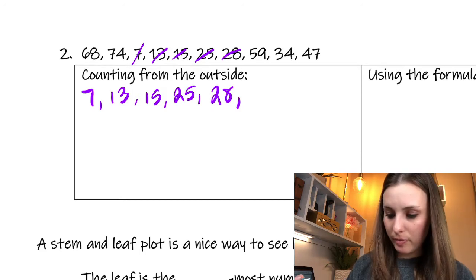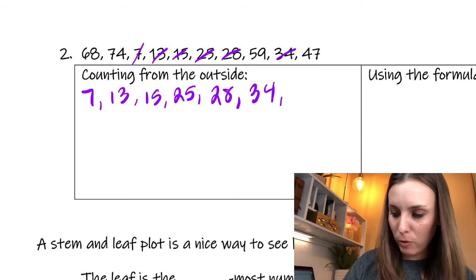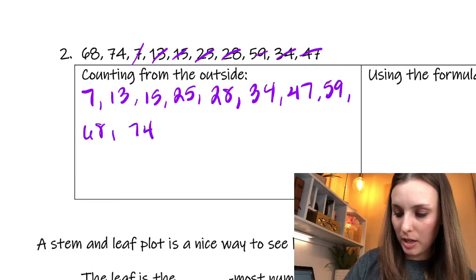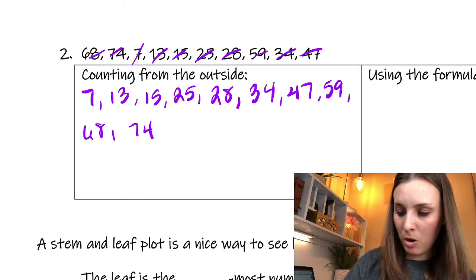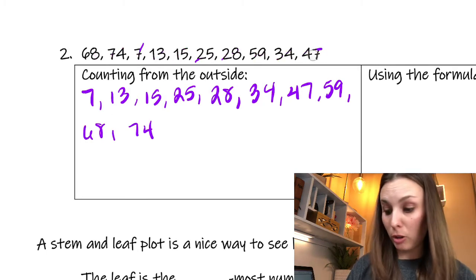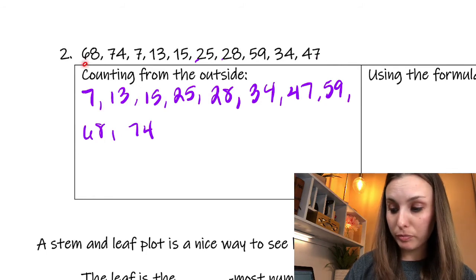But I'm left on my own for these videos. I think 34 is the next one. 47. 59. We're running out of room a little bit. 68 and 74. I think I got them all. Let me just check. I learned from my last video and the mean video. I need to check myself.